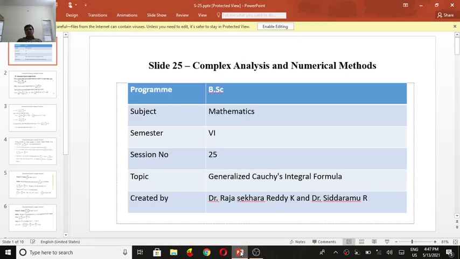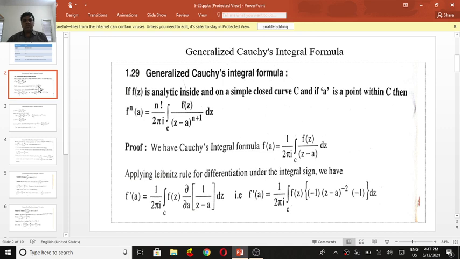So we come to the session to solve some problems on the Cauchy integral formula and the generalized Cauchy integral formula. Using the formula, we will evaluate some problems. So, the generalized Cauchy integral formula.